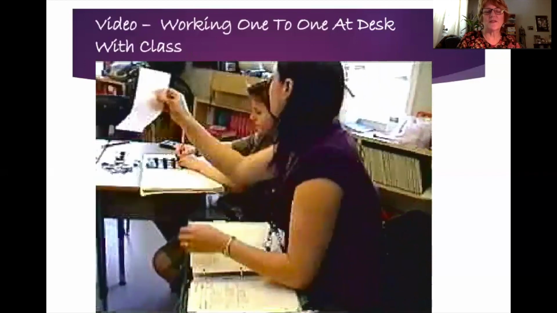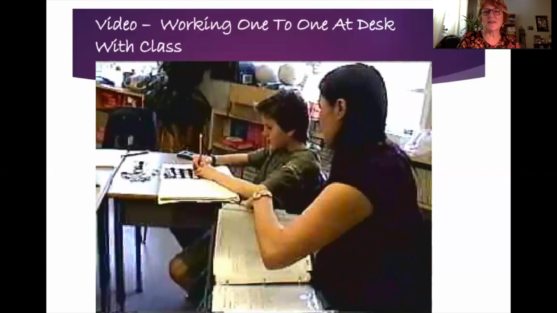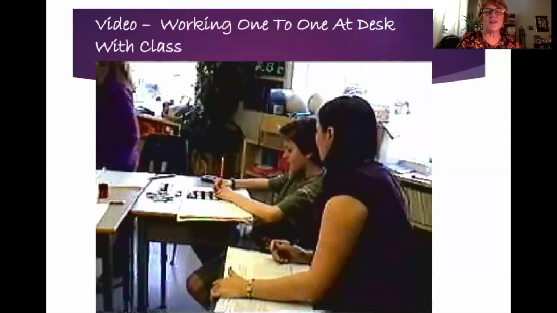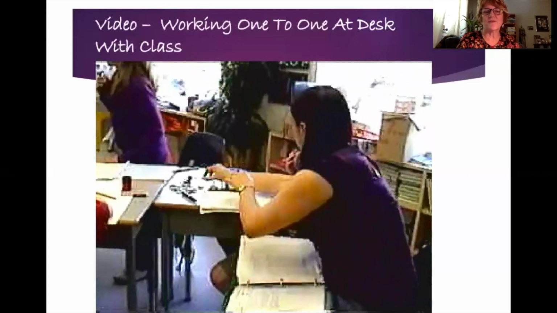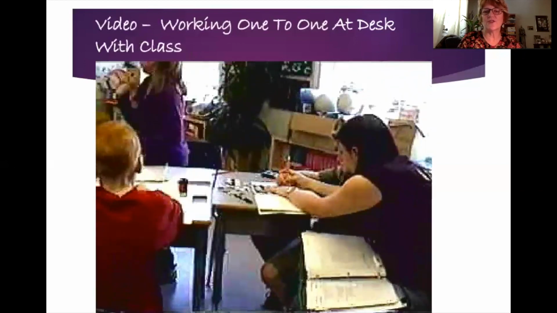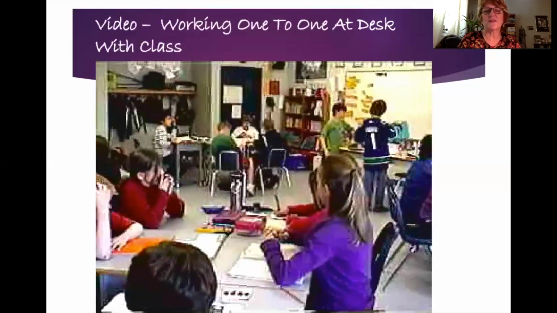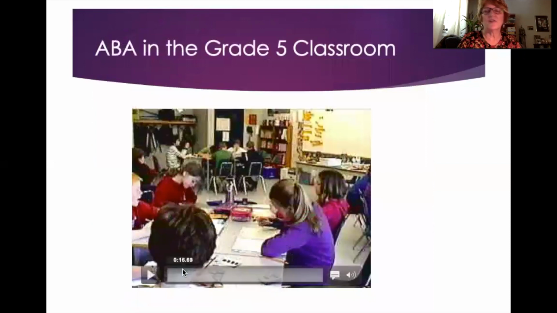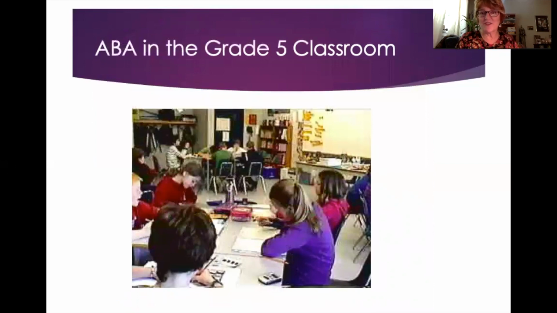Now what you're about to see, he's going to make a mistake, and she's going to take the eraser and erase it for him. This is because he used to find it very reinforcing to erase things. So he would actually purposely make mistakes so that he could erase something. So we found he was making more mistakes because it was reinforcing for him to erase things.